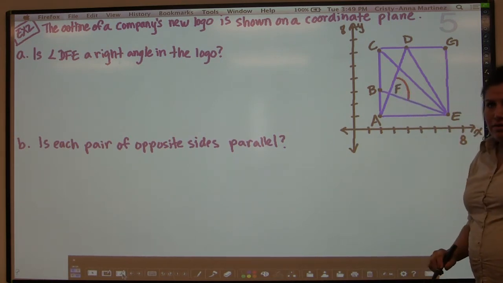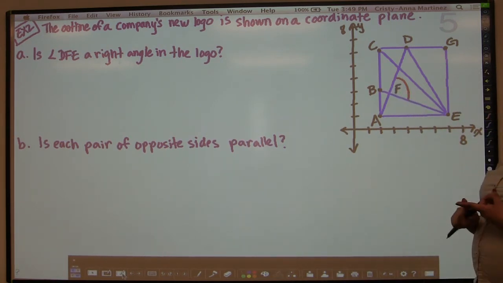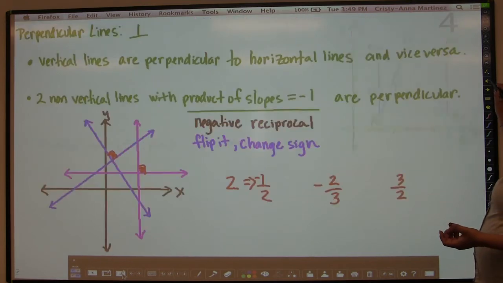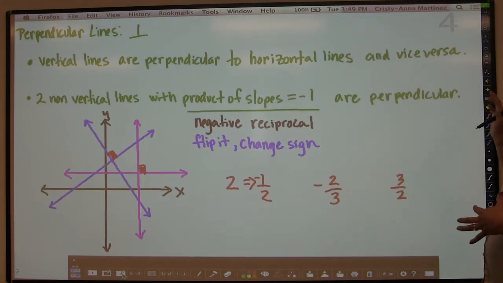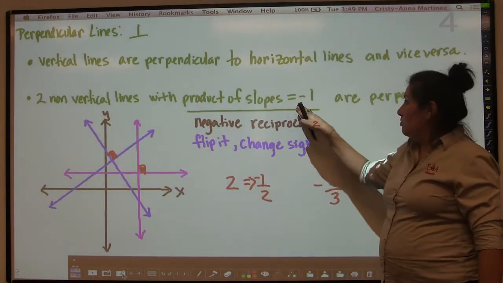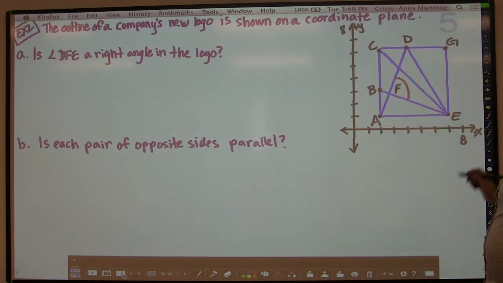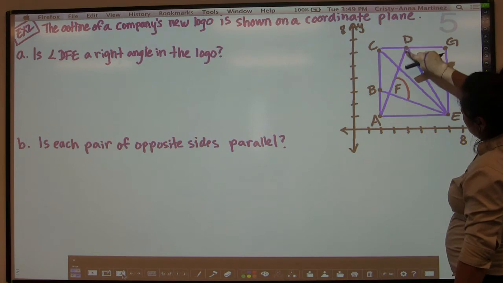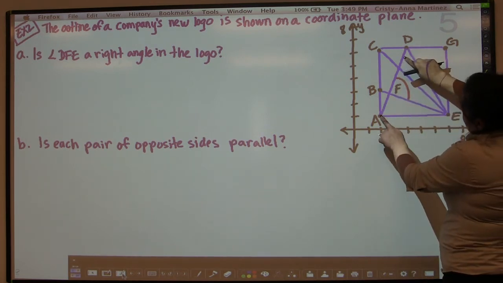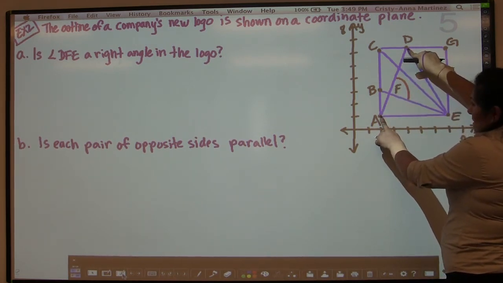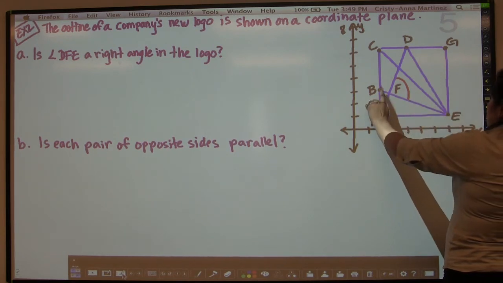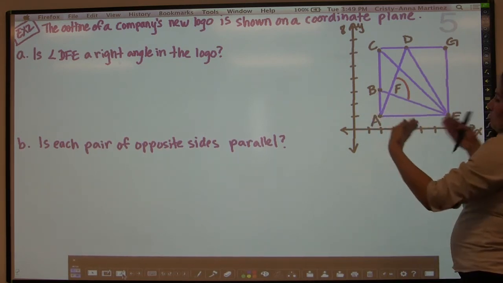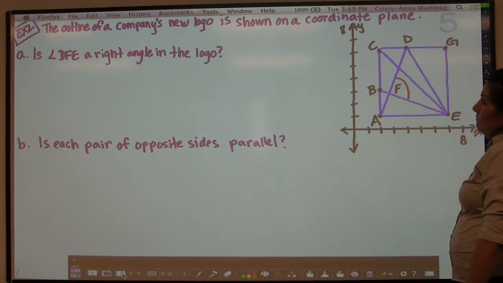Well, the only way to know that is to find out their slopes, and based on the slopes to see if the product of the slopes is -1. Because if they're perpendicular, that's 90 degrees, then the product of their slopes will be -1. That's what I'm going to do. So the first thing I need to do is find the slope of this segment, which is basically AD, and then I'm going to find the slope of this segment, which is BE, and then I'm going to multiply the two slopes together to see if I get -1.